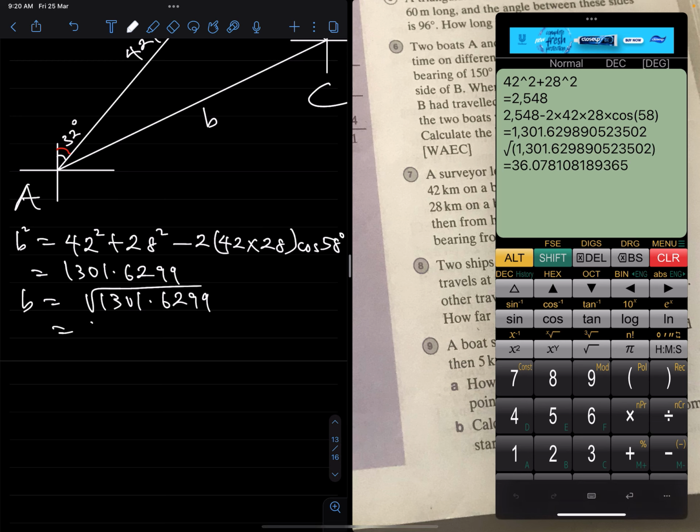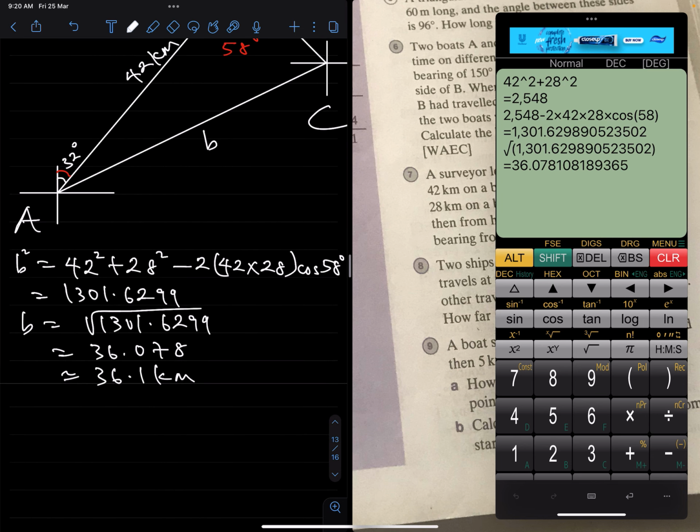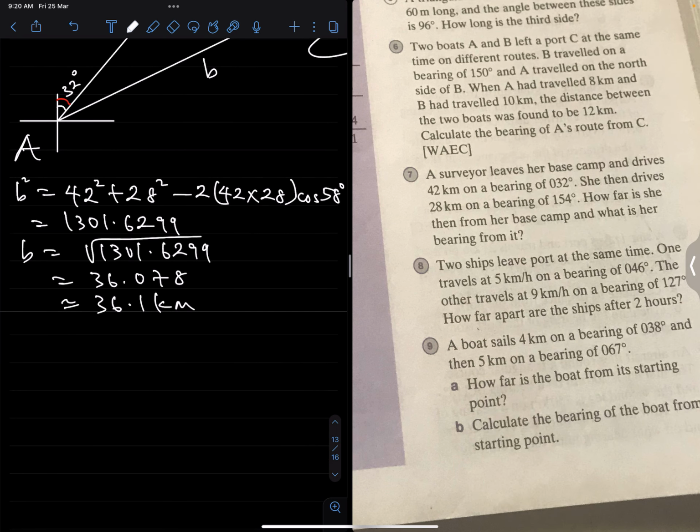And that is 36.078, which is approximately, they said we should give length correct to 3 significant figures, and that's simply 36.1 kilometers. Therefore, his distance from where he started to his final position is 36.1 kilometers.